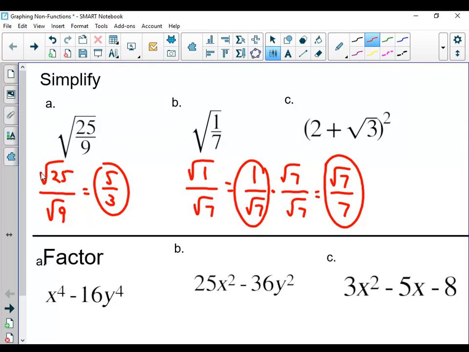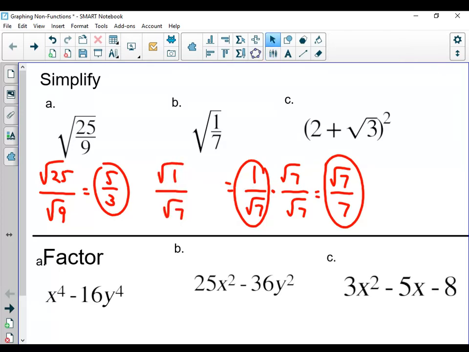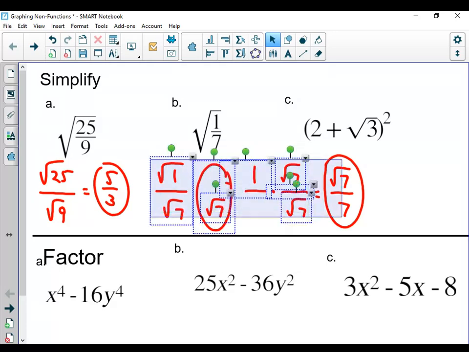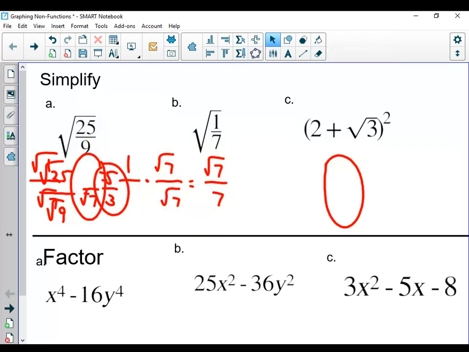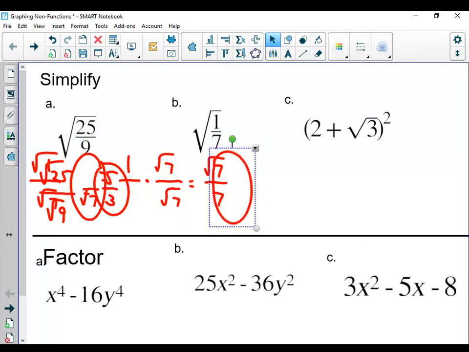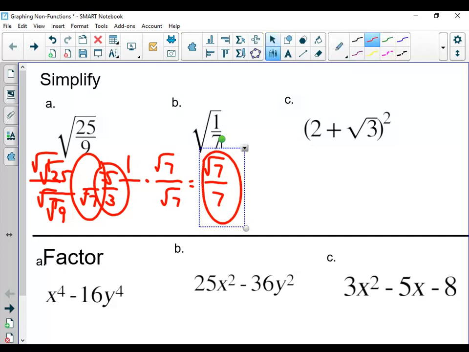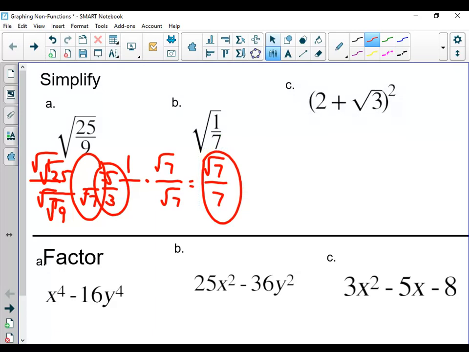All right, what about the last one? Last one on the top of it. There we go. All right, what about this last one? How do you attack this one? Okay, who would you guess? I set it up by 2 plus radical 3 times 2 plus radical 3. Okay, so since we're squaring it, we're really just multiplying by itself. All right, how'd you go from there?